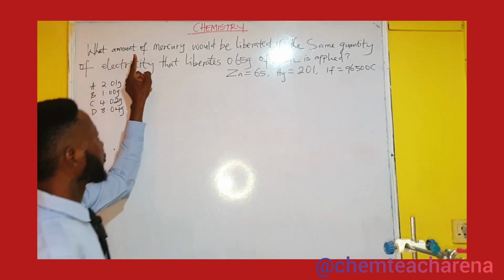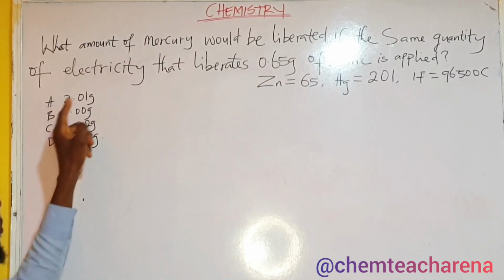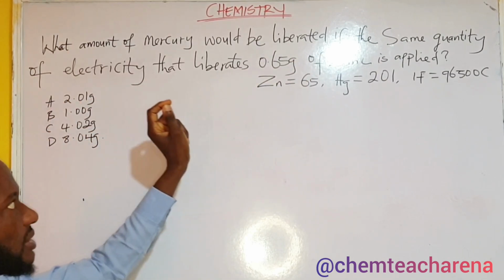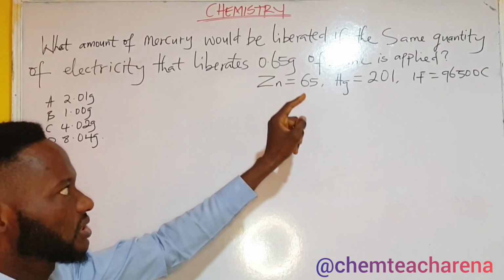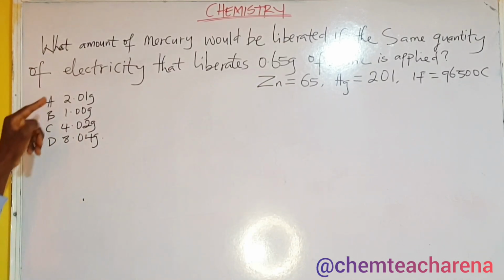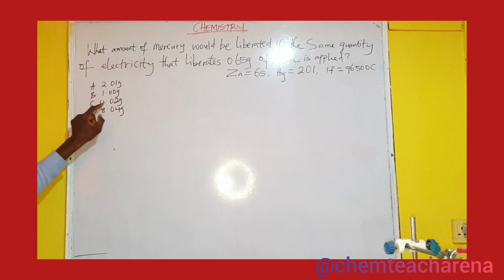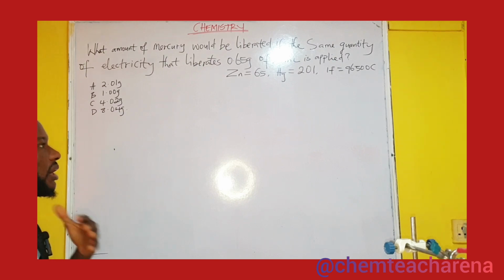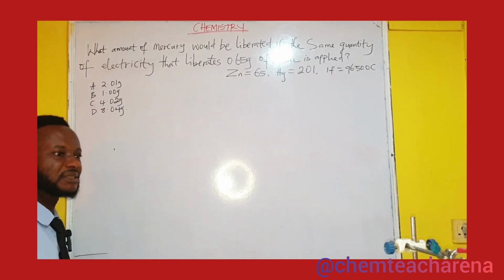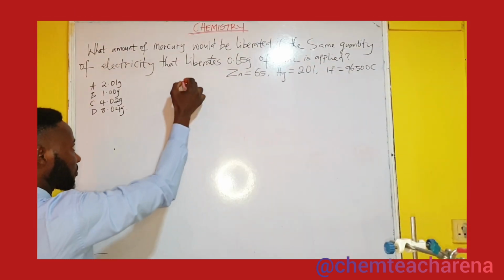What amount of mercury would be liberated if the same quantity of electricity that liberates 0.65 gram of zinc is applied? Options: A 2.01, B 1.00, C 4.02, and D 8.04 gram. Now, this question is under Faraday's second law. Let's solve this question.